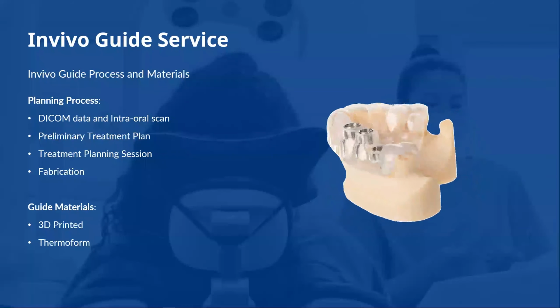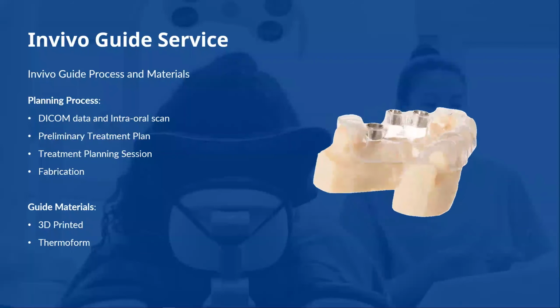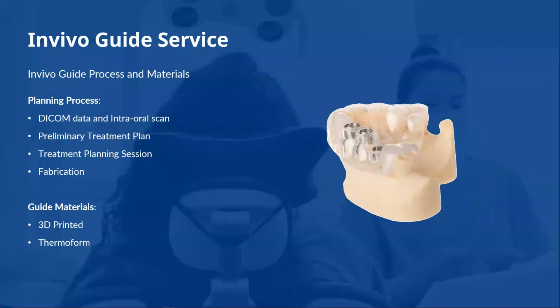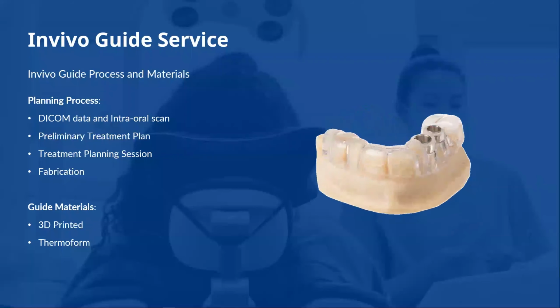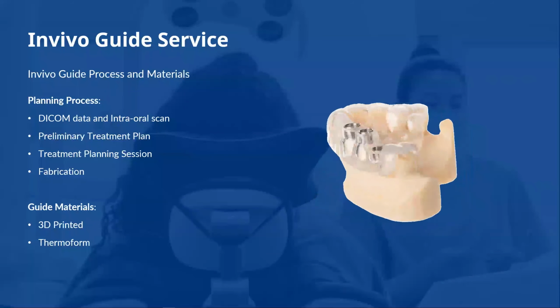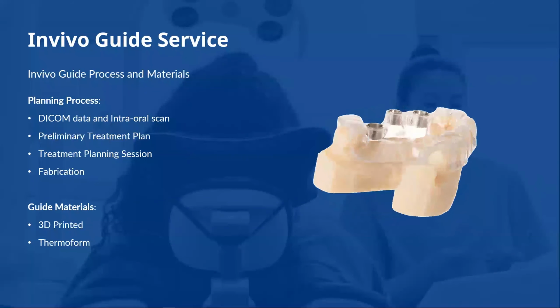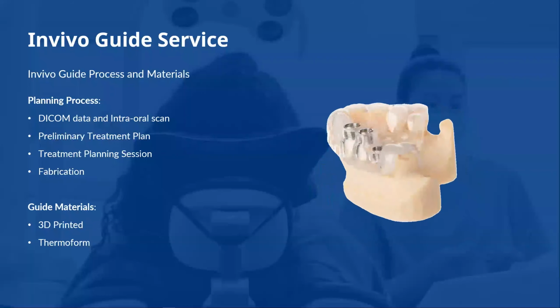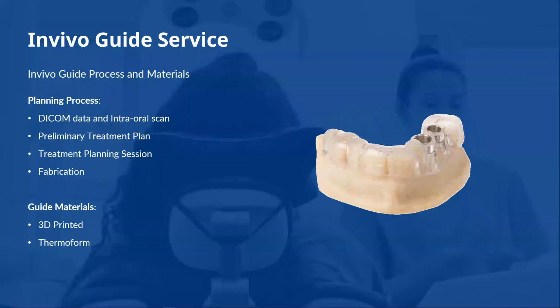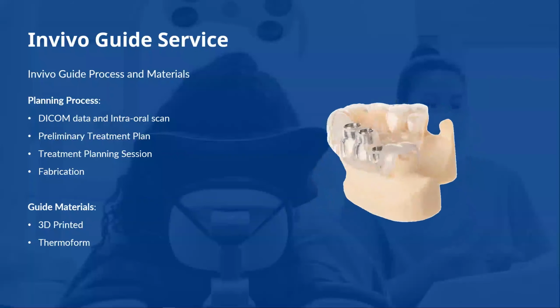Once that's created, we set up a time to sit down with you virtually and go over that plan that we've created. Make sure you like it. Make sure you approve of it. You can make any modifications during that treatment planning session. But once you say it's good, we send that to our fabrication team and they create that guide for you. They would send you the guide and that treatment plan, those reference sheets that I showed you, and you would have everything that you need to do your guided surgery.